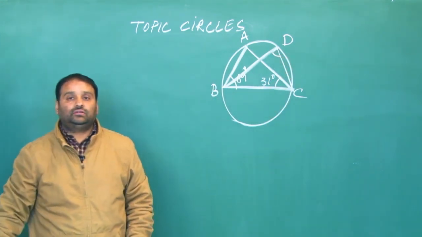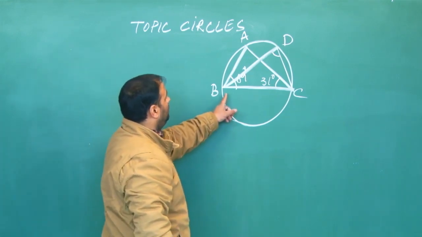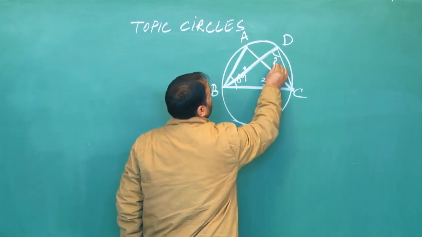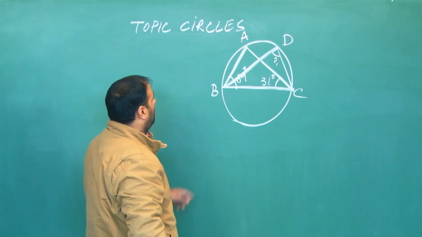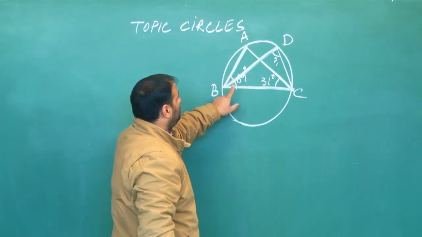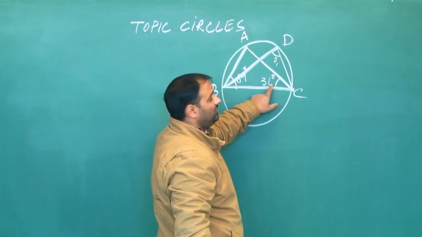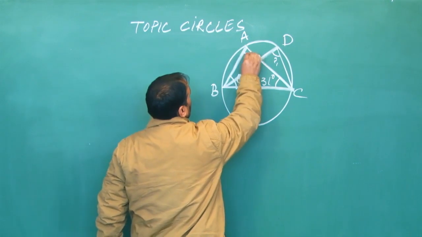Now we take another question related to the circles. In this question, we need to find the measurement of angle BDC. Now we see that in one of the triangles, ABC, the measurement of two angles is given. So by angle sum property, you can find the third angle of that triangle.